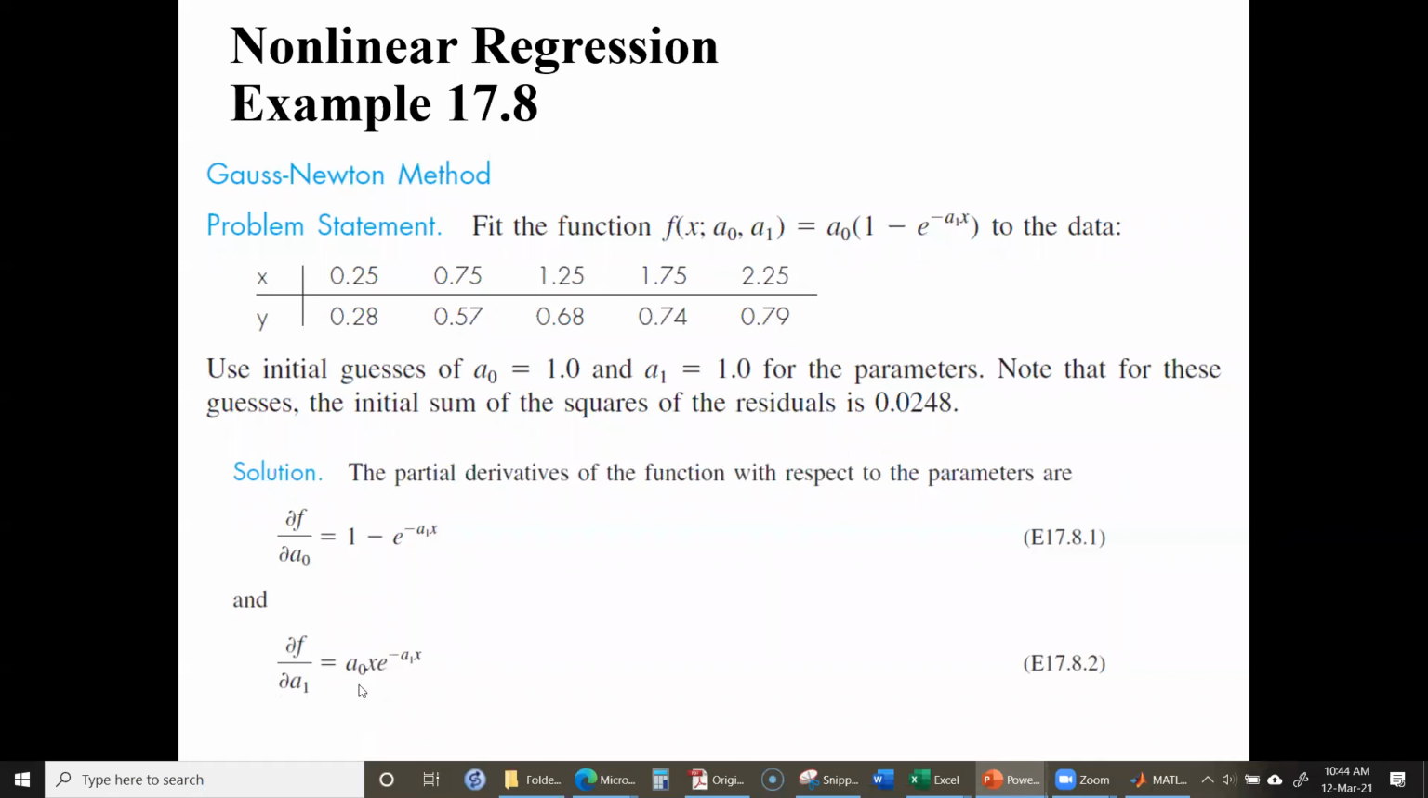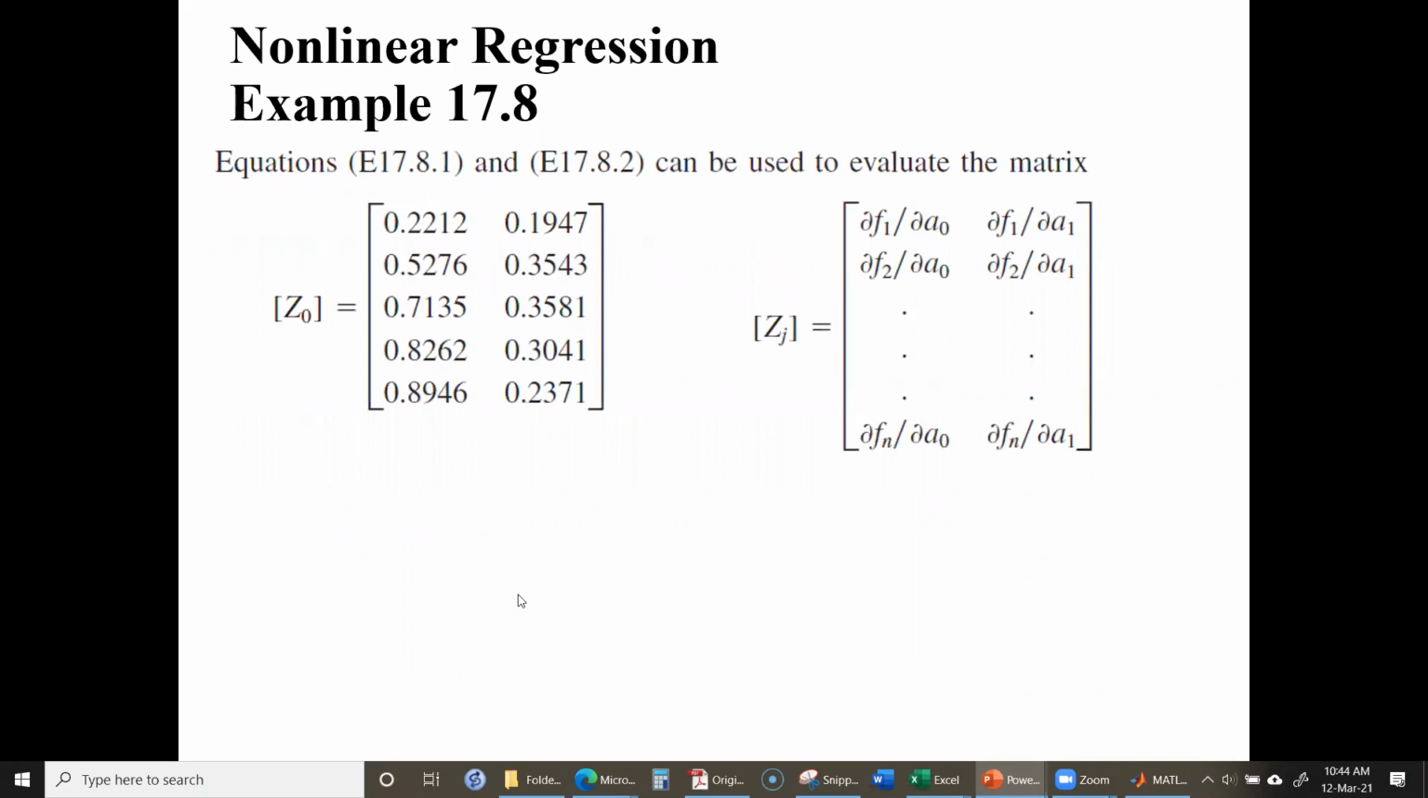If you will see, it will come out to be a naught x e power minus a1x. So if you will derive it, it will be like that. So you will take two partial derivatives. After taking those partial derivatives, the next step is to find the values of these partial derivatives and arrange them into this matrix form.